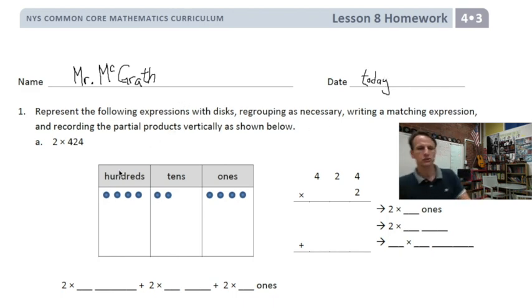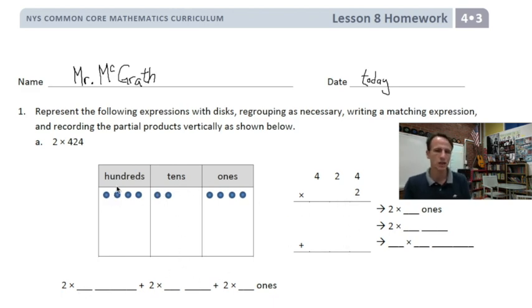Our instructions starting off here. Represent the following expressions, and by expression it's referring to this here, this 2 times 424. It's an expression, a sentence, a mathematical equation, with disks, regrouping as necessary. So we'll do it here in the place value chart with disks, okay. Write a matching expression over here and record the partial products vertically as shown below. Okay, so we'll do it vertically and then also here as well.